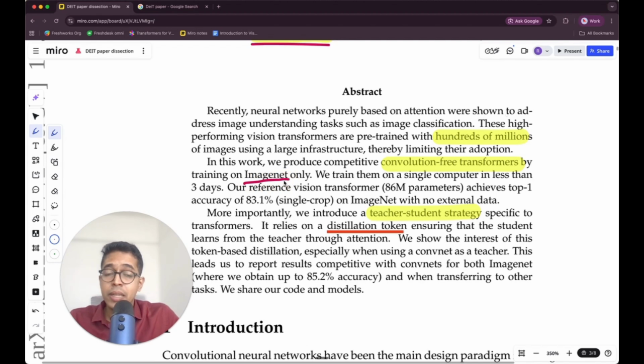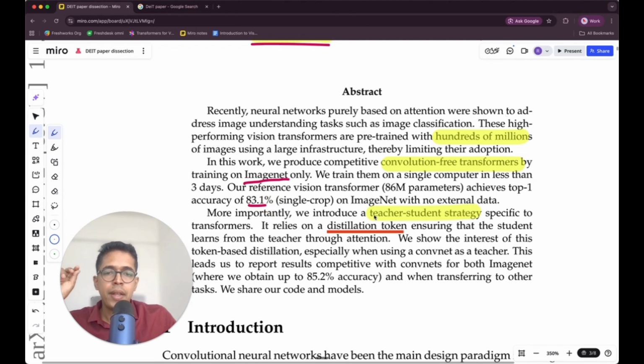We train them by using ImageNet only. And which ImageNet? ImageNet 1K, if I'm not wrong; we'll see that. We trained them on a single computer in less than 3 days. Our reference Vision Transformer with 86 million parameters achieves top-1 accuracy of 83.1% on the ImageNet dataset with no external data.